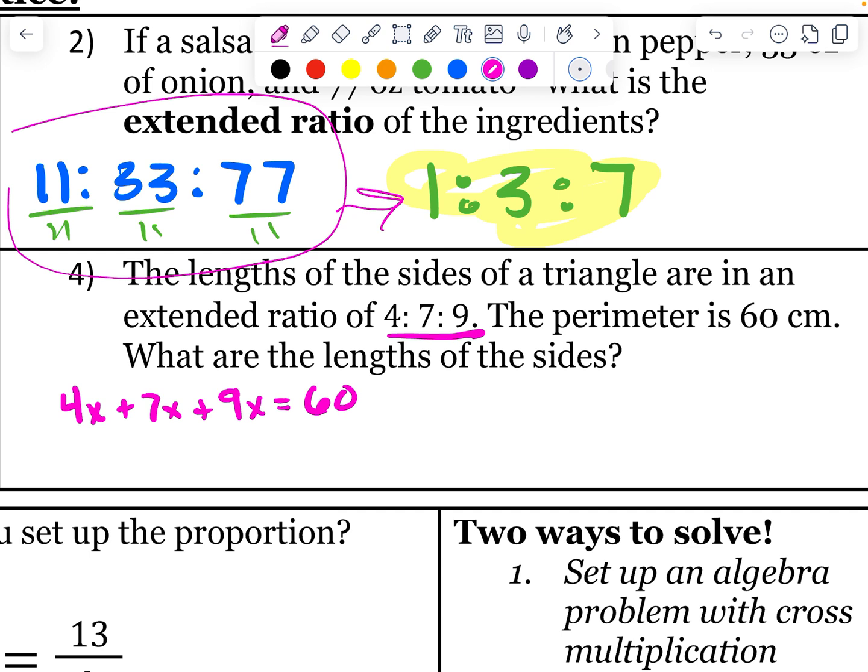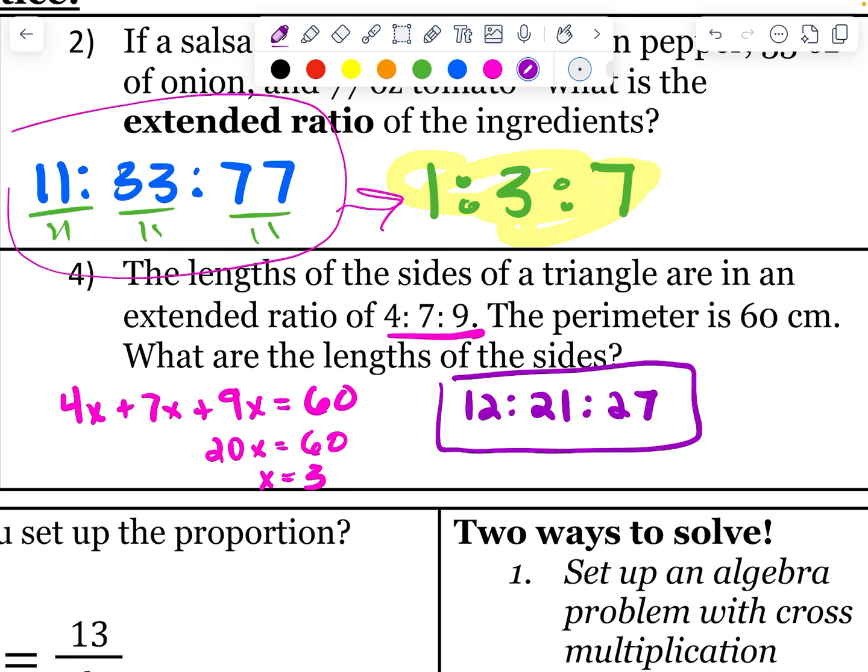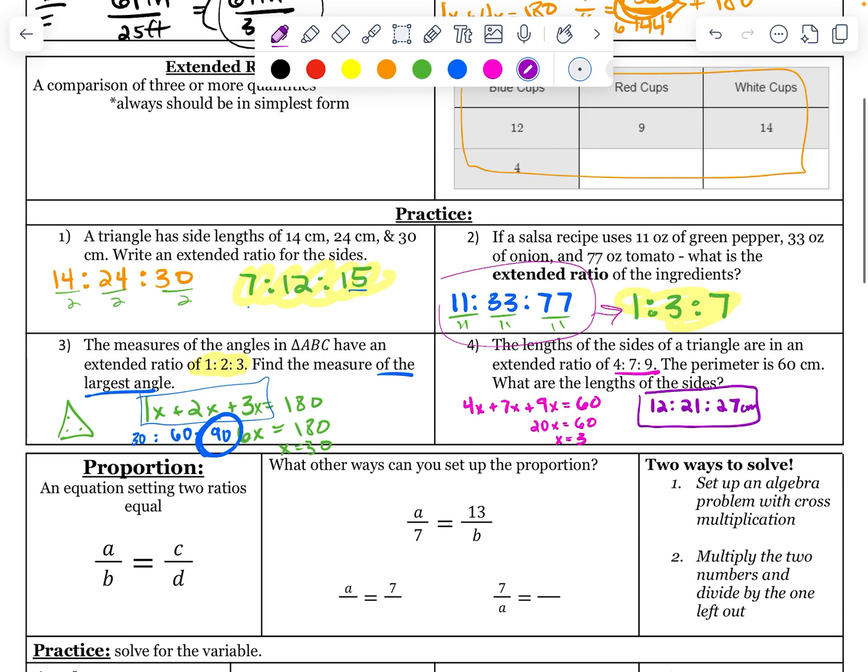So that's 20x equals 60. X equals 3. So we're going to multiply each one of those by 3 to come up with the length of my sides. So 4 times 3 is 12, 7 times 3 is 21, and 9 times 3 is 27. Those are the lengths of my sides, and they're all going to be centimeters because the perimeter was in centimeters.